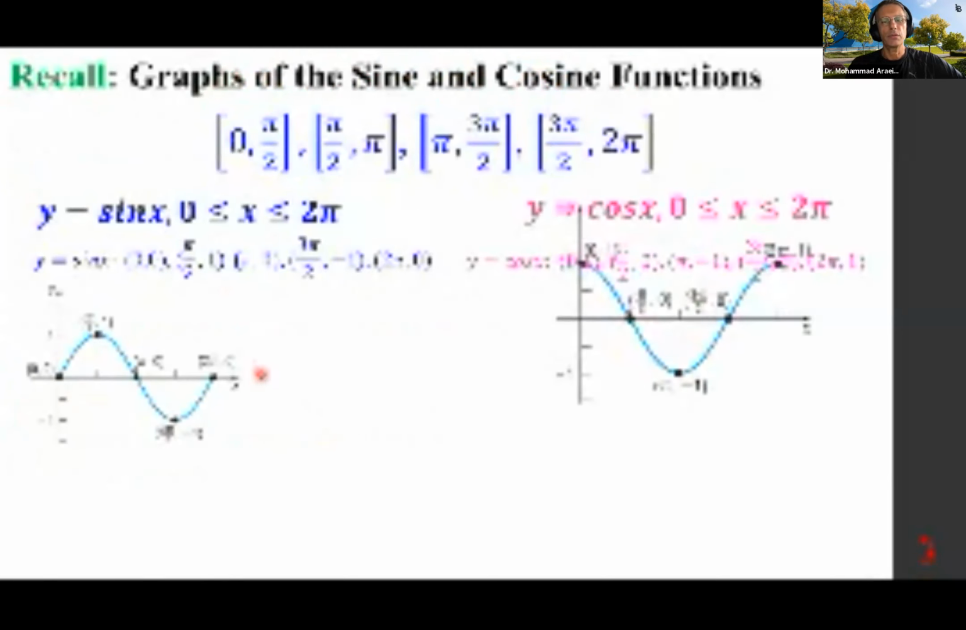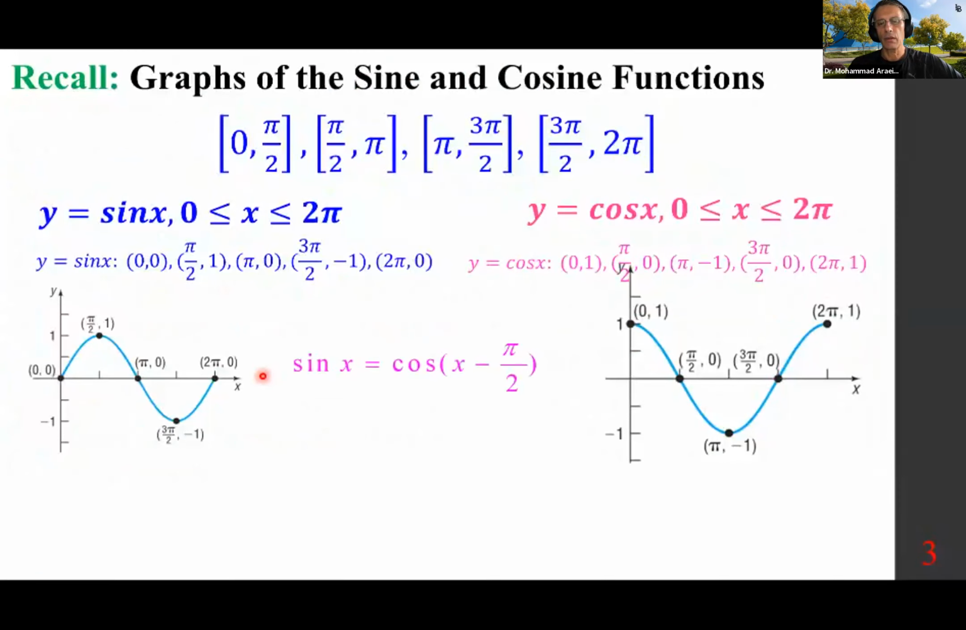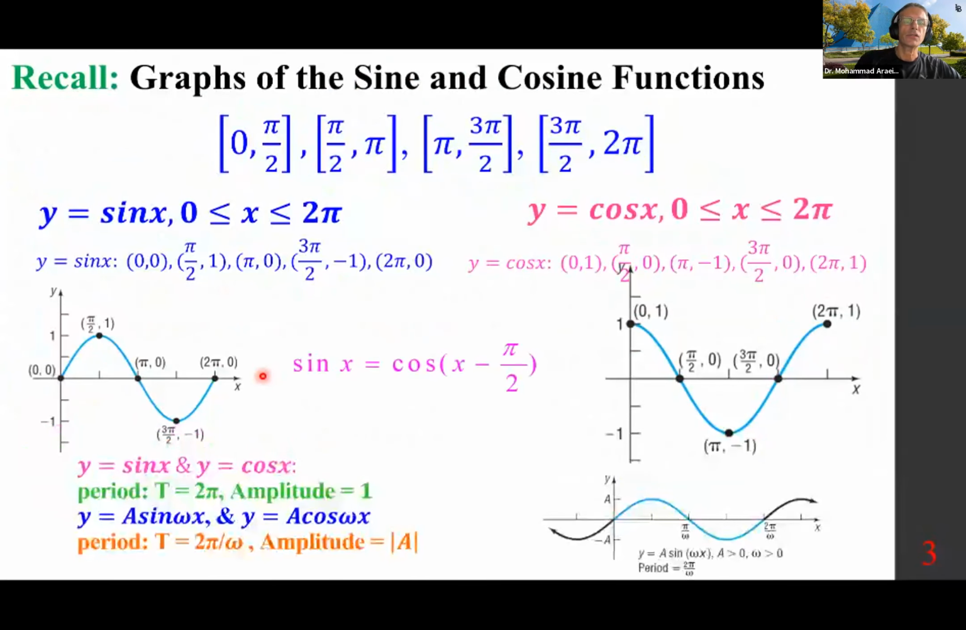Again, everybody recalls how to graph sine and cosine functions. Basically, you use 4 arcs. And sine and cosine are ultimately the same with a phase shift of pi over 2. The period is 2 pi, the amplitude is 1. If you happen to have sine omega x or cosine omega x, the period changes to 2 pi over omega, and the amplitude changes to its absolute value. By the way, this is for a complete cycle.